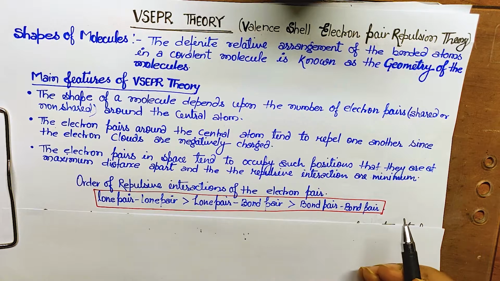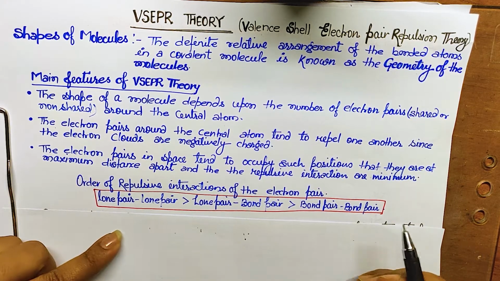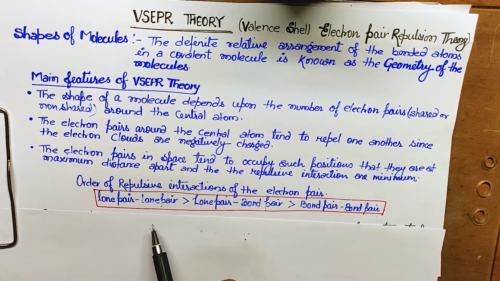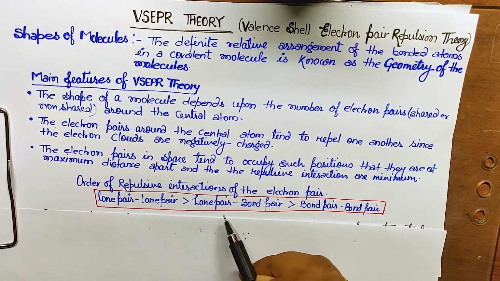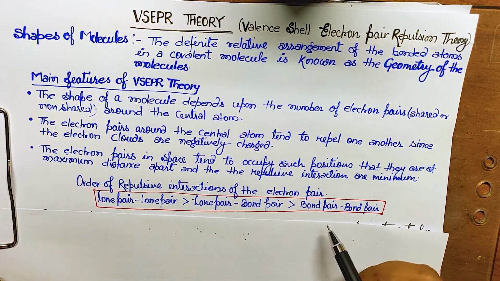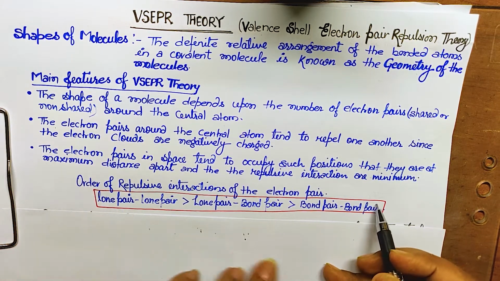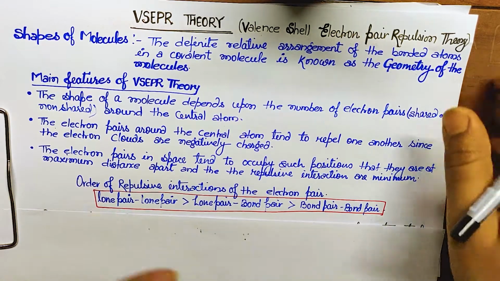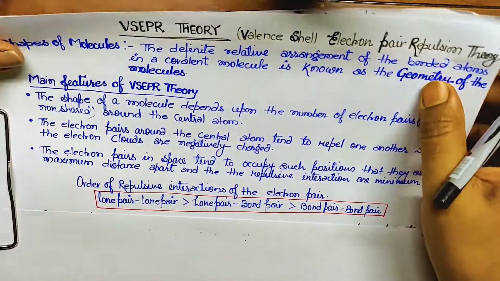If we talk about the order of repulsive interaction force, then the lone pair-lone pair repulsive force is the maximum. Then it will be a little lesser for lone pair-bond pair repulsion, and the least repulsion will be in the bond pair-bond pair repulsion. Out of these three combinations, this will have the least repulsive force.